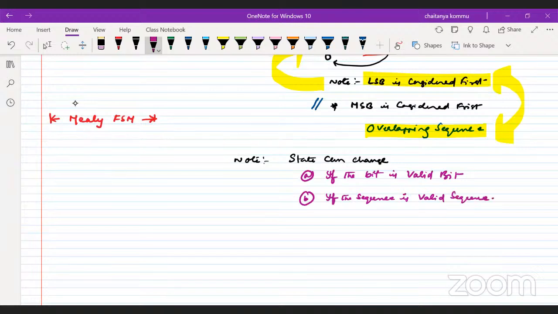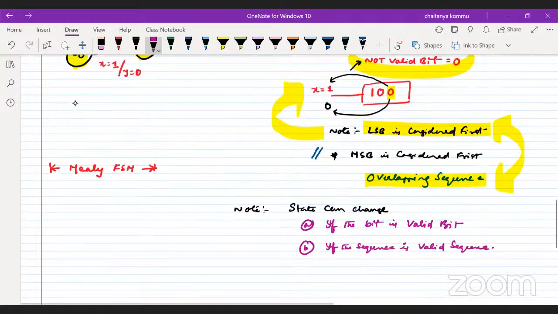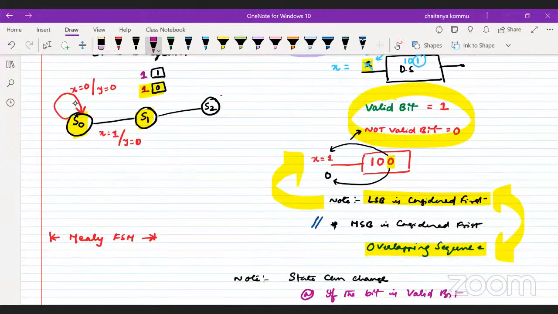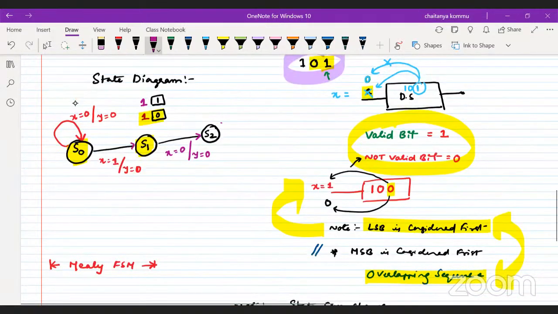Okay, so these are the two ways where we can change the state. Now we say that if x is equal to logic 0, but 3 bits are not completed, the output is equal to 0, but it moves to the next state. What about 1-0? If a logic 1 has come, logic 1 is a valid bit, so it has to move forward.